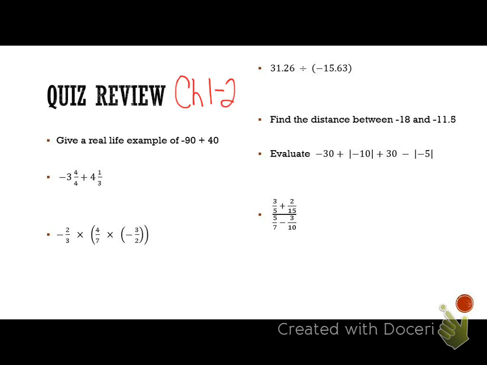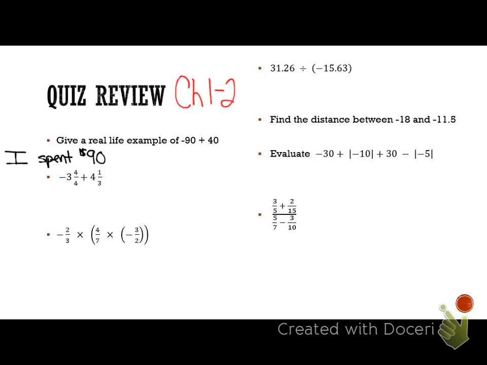So let me give you the first example. This should help you come up with your own. I spent $90 and then I saved $40. So that's what I would write down here. You come up with your own. I would say I spent $90. So give me some real-life example of a value of negative 90.